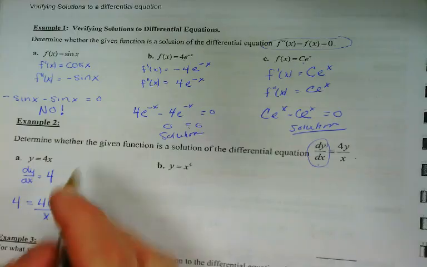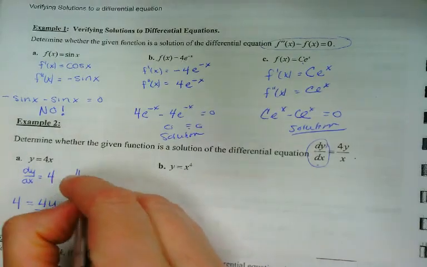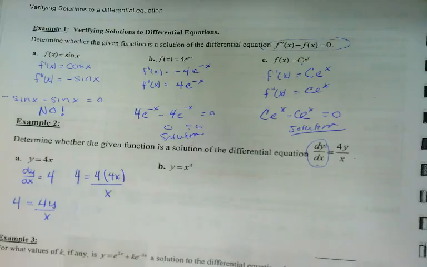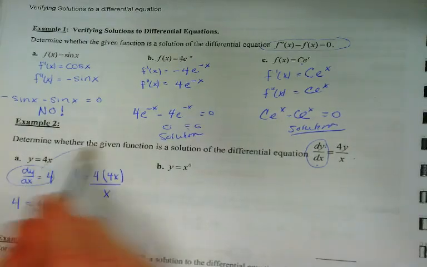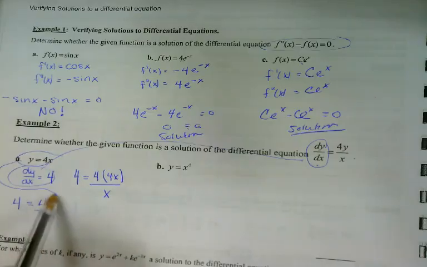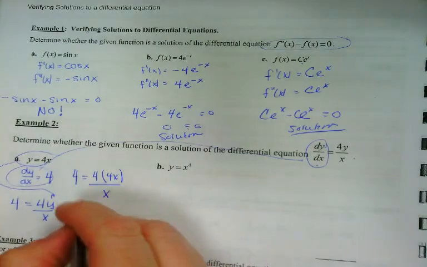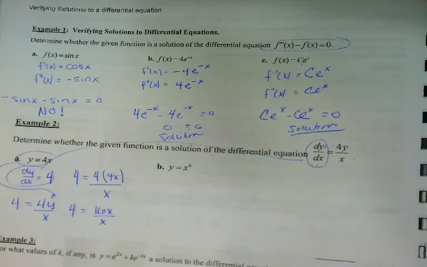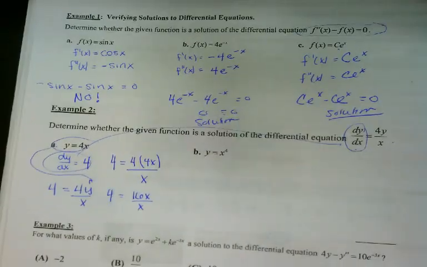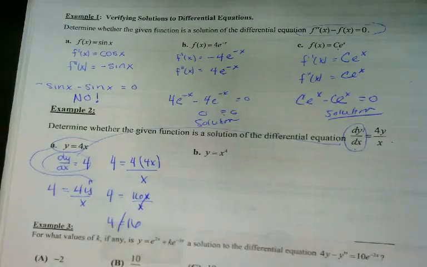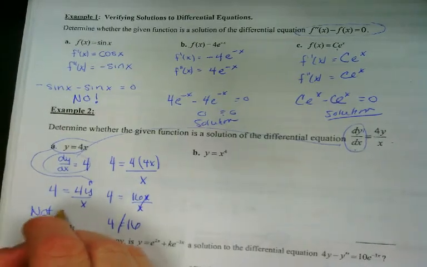And I actually know y is 4x. I'm going to make that substitution. So 4 equals 4 times 4x over x. So I substituted this into the dy dx, and then I substituted this into the y. So I've got 4 equals 16x over x, which gets me 4 equals 16. So I would say this is not a solution.